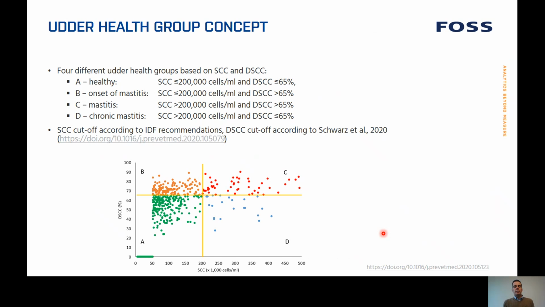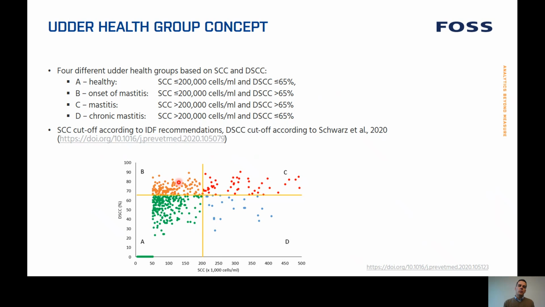In the next step, we developed a so-called udder health group concept. Here we worked with the thresholds of 200,000 cells per milliliter and again 65% DSCC to define 4 different groups. These are A, B, C, and D. In group A, the cows are below the SCC threshold and below the DSCC threshold, and thus we don't see any kind of indications for the cows being sick, being infected, based on the cells in their milk.